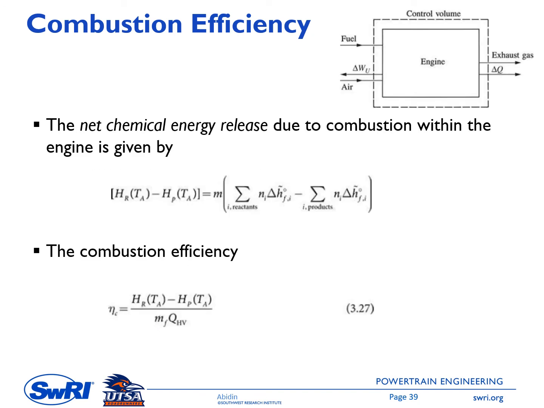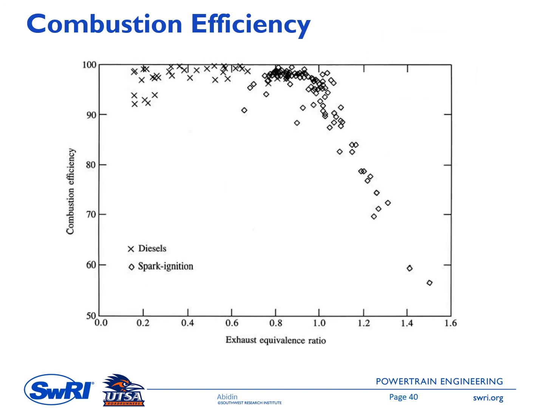And in this case, we have a parameter called combustion efficiency. This combustion efficiency represents the ratio between the enthalpy of the reactant minus the enthalpy of the product, divided by the fuel energy. Fuel energy is the multiplication of the fuel mass and fuel heating value. And this chart shows the impact of equivalence ratio on the combustion efficiency.